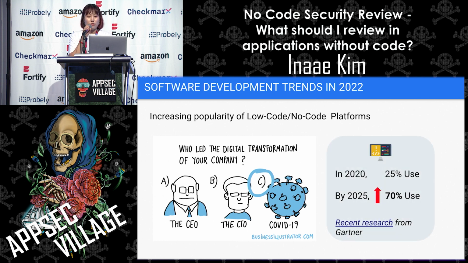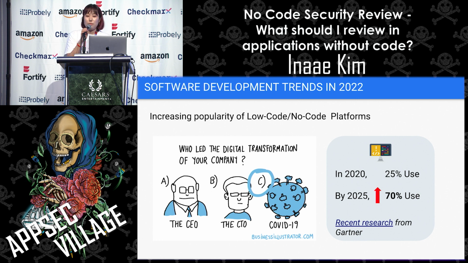According to recent Gartner research, they predicted that 70% of new applications built by enterprises will be using low-code platform technology. In 2020, less than 20% of new applications were built with low-code, no-code technology.